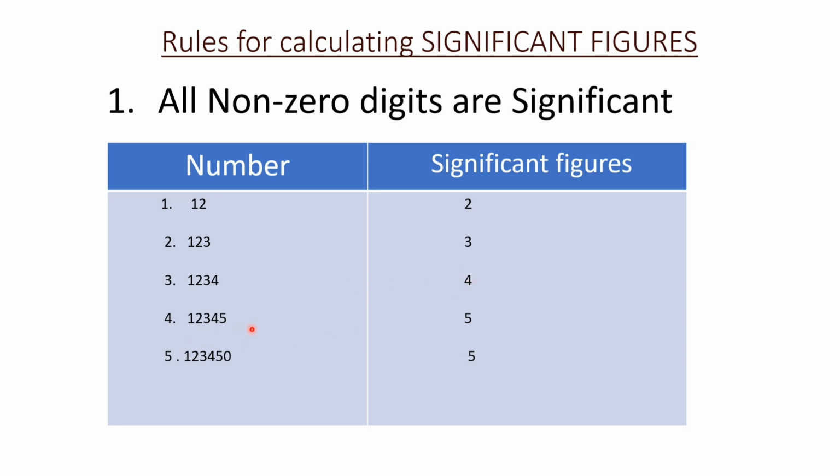Similarly 12345 has 5. So 1, 2, 3, 4, 5, 0. So here 0 is a zero digit, right? So you have to count only non-zero digits. All non-zero digits are significant. So you just count the number of non-zero digits. So that is 5.